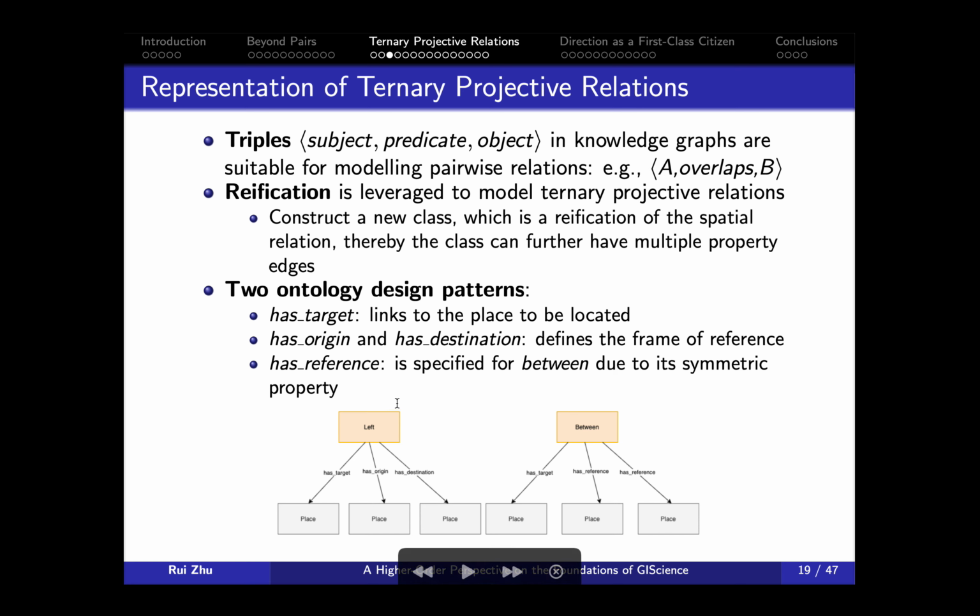The first is to model the relation of left, right, before, and after, in which the has target edge links to the place to be located, and has origin and has destination jointly define the frame of reference. In terms of between, we design another pattern for it as it has the symmetric property. In this pattern, the has origin and has destination are both replaced by has reference here.